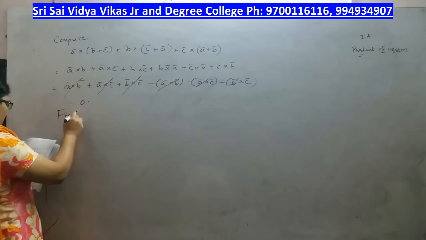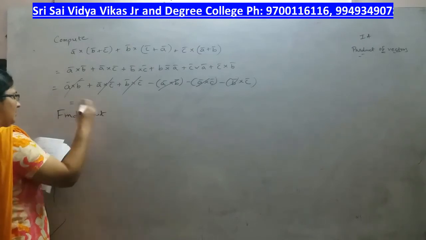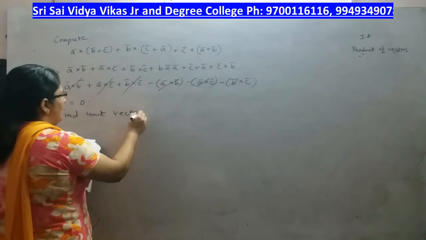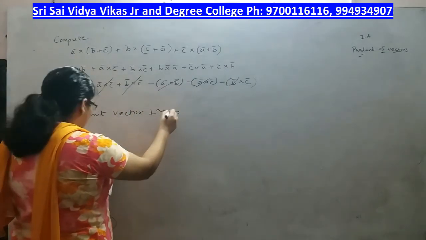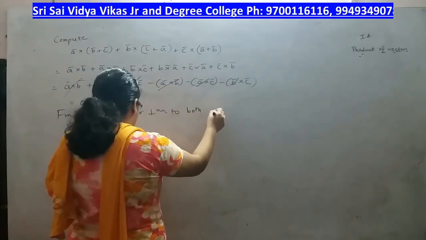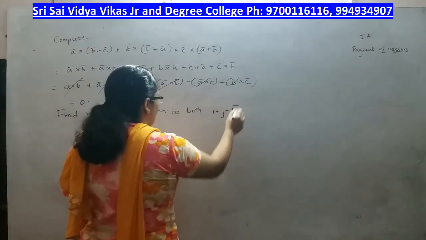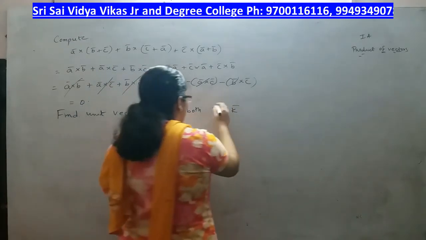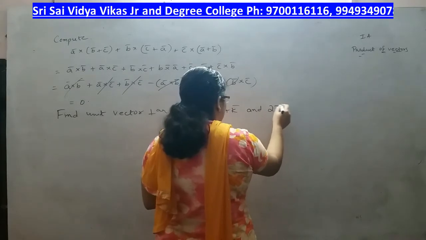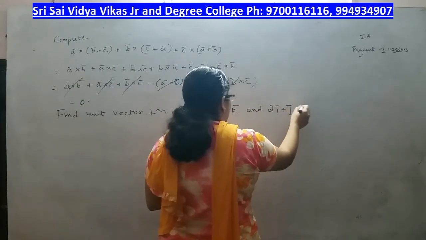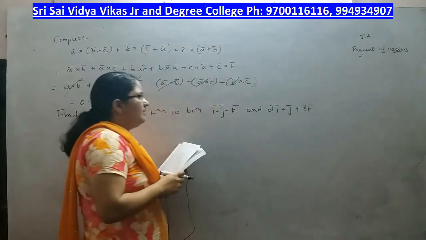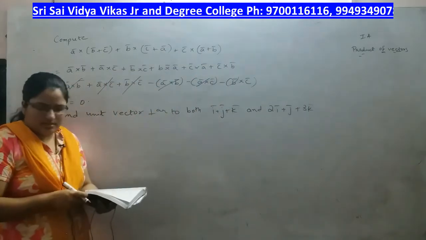Find unit vector perpendicular to both i plus j plus k and 2i plus j plus 3k. You have to find the unit vector perpendicular to these two vectors.